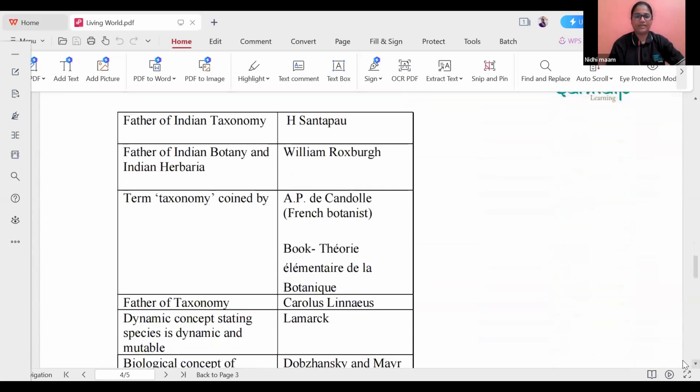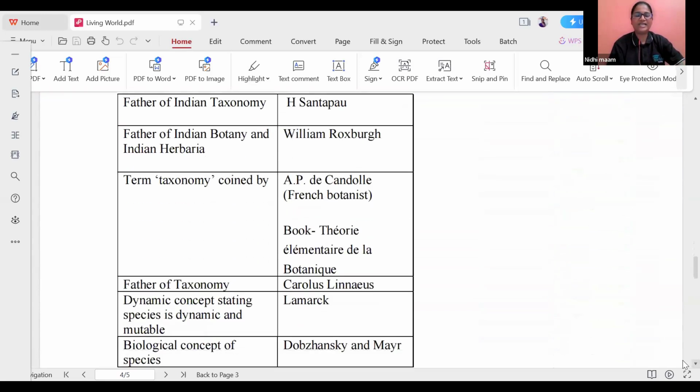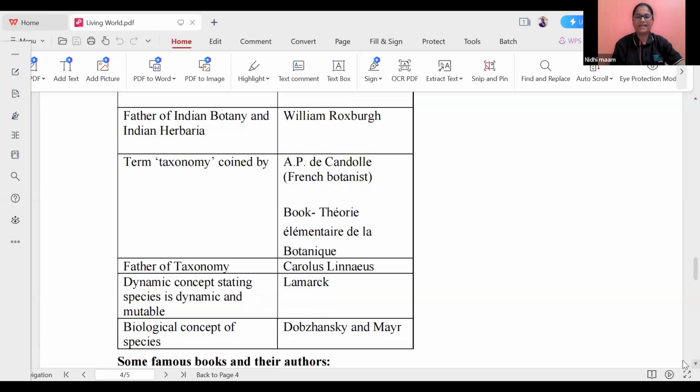Okay, look here: father of Indian taxonomy. Father of Indian taxonomy is H. Santapau. Father of Indian botany and Indian herbaria, William Roxburgh. The term taxonomy was coined by a scientist named A.P.D. Candolle. A.P.D. Candolle coined the term taxonomy. Father of taxonomy is Carolus Linnaeus.